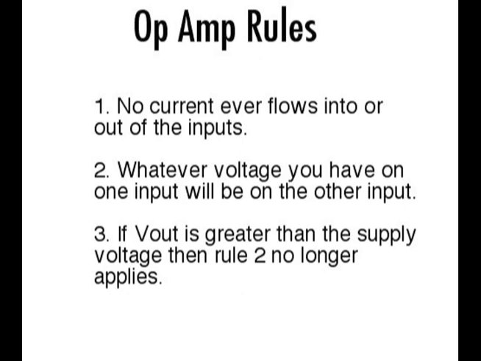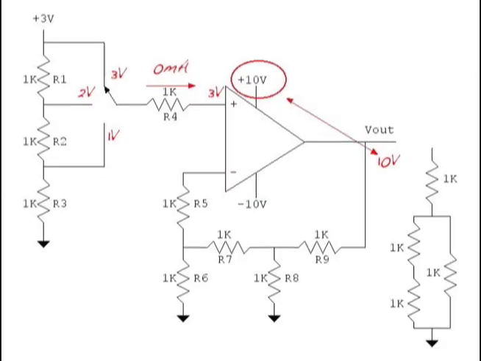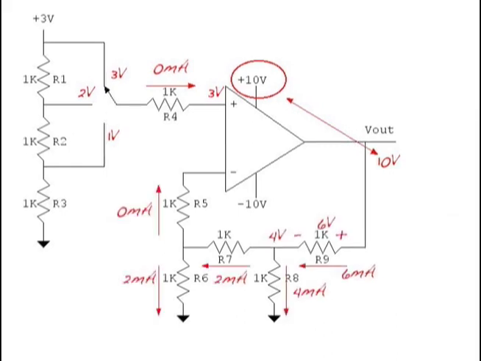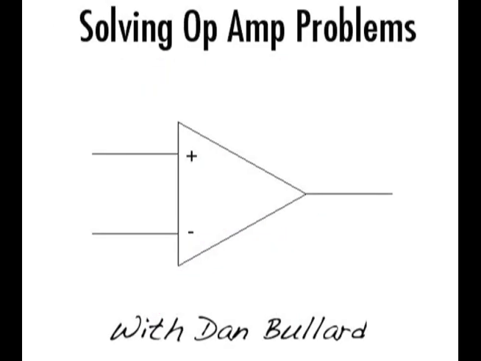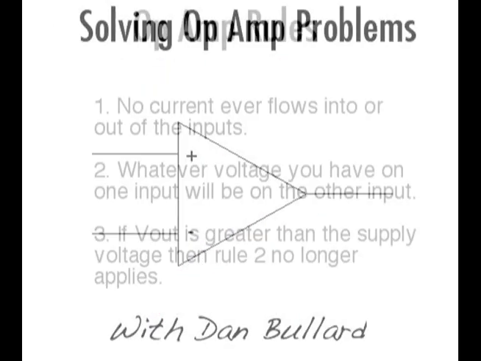So that's the meaning of rule number 3. Rule number 3 says if you calculate V out and it comes up to be greater than the supply voltage, then rule number 2 can no longer be trusted. So you have to work the whole circuit in reverse and figure out what the actual voltage will be on the inputs. So the next time you deal with a complicated op-amp problem, remember my 3 rules.